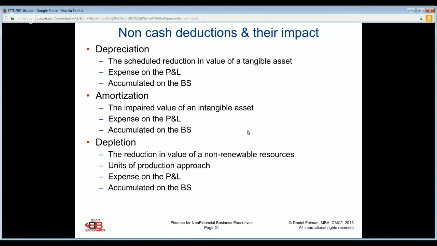So it's much less common to have intangible assets and much less consistent when we amortize an expense versus the tangible depreciation.